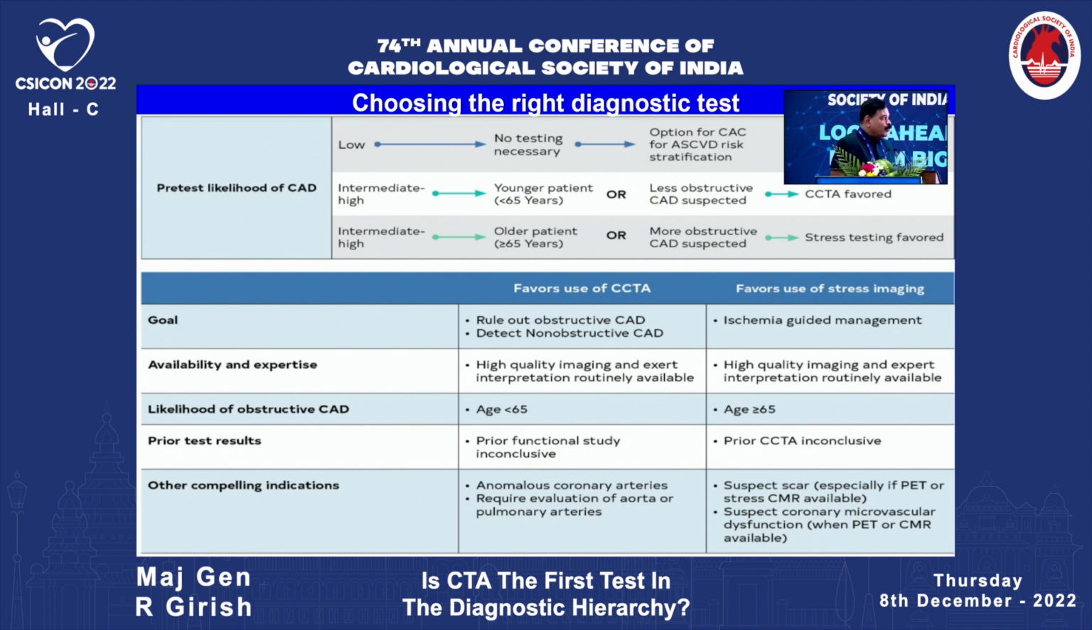So how does one go about? First is choosing the right diagnostic test. So we start with a probability-based structured evaluation followed by risk stratification and allotment of patients into what are known as coronary risk profiles. Basically, we have the low, intermediate, and high. So it is a patient who's less than 65 years who belongs to this intermediate-high category with less than severe suspected disease. This is a group in whom the CCTA is favored, besides, of course, other situations like anomalous coronary arteries.